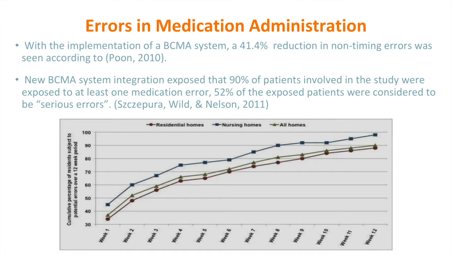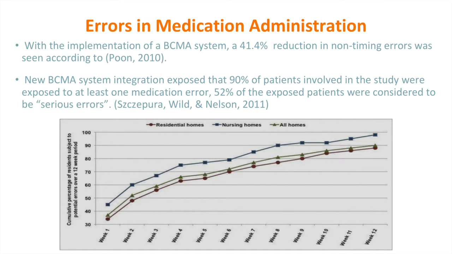So right now we're going to cover some of the errors in medication administration. There was a study, again, done by Eric G. Poon that showed on units without the barcode EMR, it was observed that 776 non-timing medication administration errors were made, an 11.5% error rate. Whereas on units with BCMA systems, it observed that 495 non-timing medication errors were made, only a 6.8% error rate. This represented a 41.4% reduction in the rate of non-timing based errors.